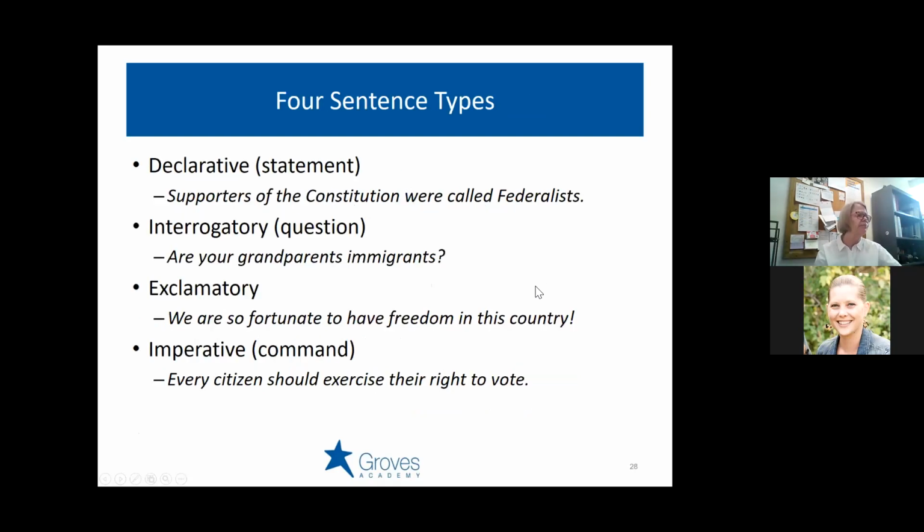So the four sentence types are statements, questions, exclamations, and commands. And kids pick this up very quickly. You don't have to spend very long on this. But you do have to develop how to write a question, how to write a command, or whatever. Questions especially are a more complicated sentence type than really most of the others.